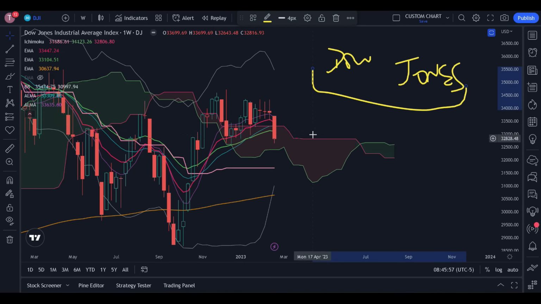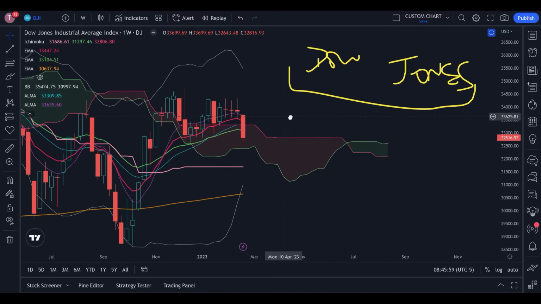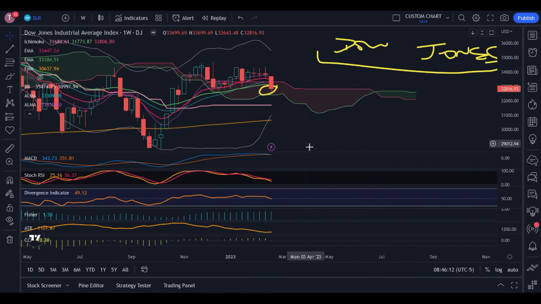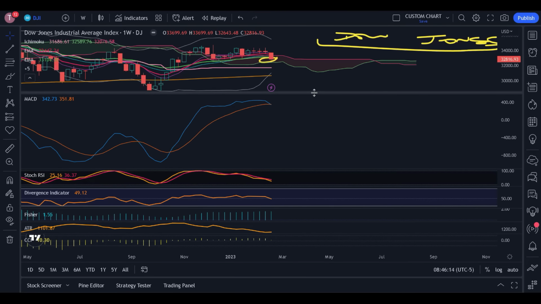So what has happened on the weekly chart of the Dow Jones? One thing that you are going to notice is that after many months, finally the Dow Jones has closed below these moving averages. But this is not the thing that I want to talk about. I want to talk about the MACD.